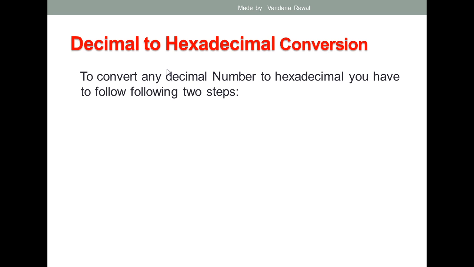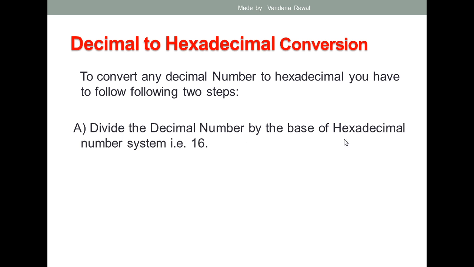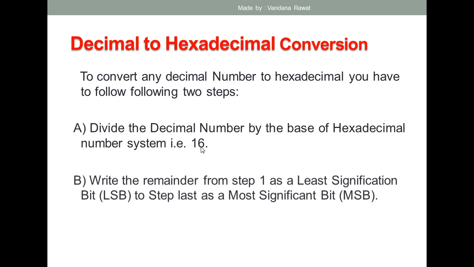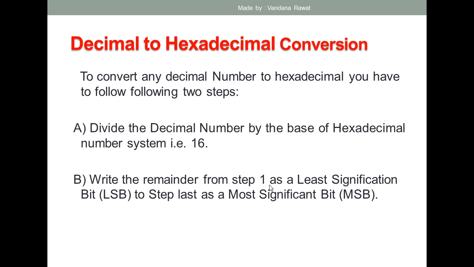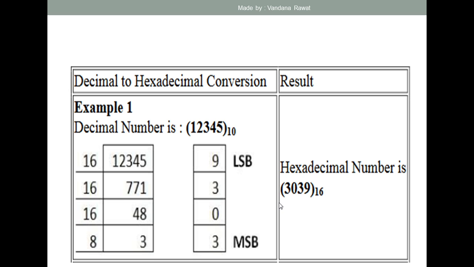Okay, now come to the next conversion, that is decimal to hexadecimal conversion. So to convert any decimal number into hexadecimal, you have to take the base of hexadecimal, that is 16. So first of all you will divide the decimal number by the base of the hexadecimal number system, that means 16. Then you will write the remainder from step number 1 as the LSB to the last step as the MSB. Then again the resultant part will be written from this MSB digit.